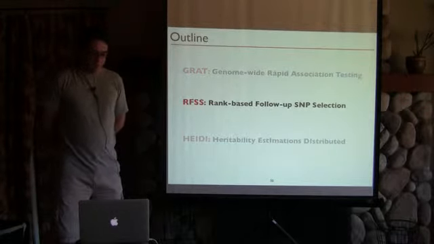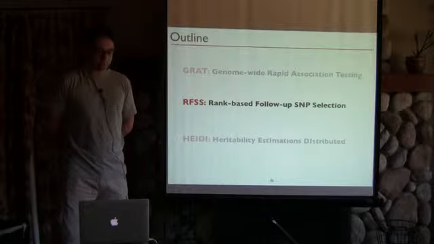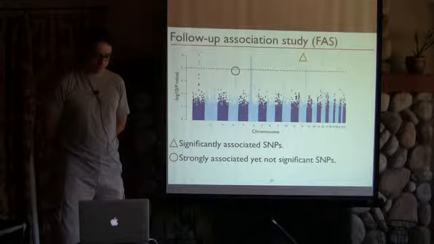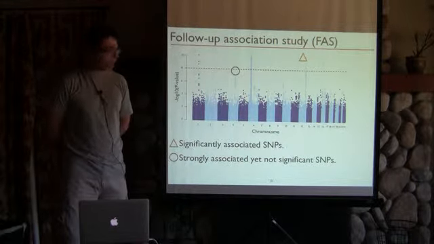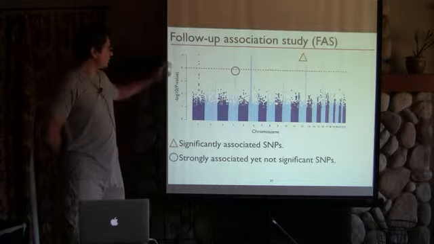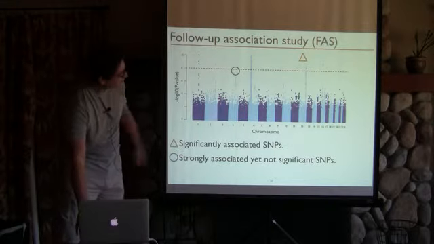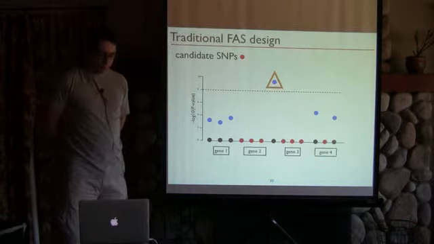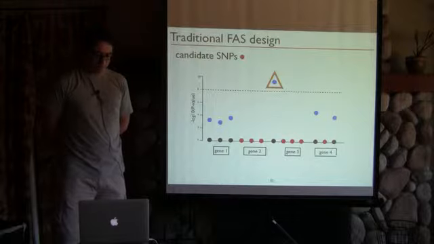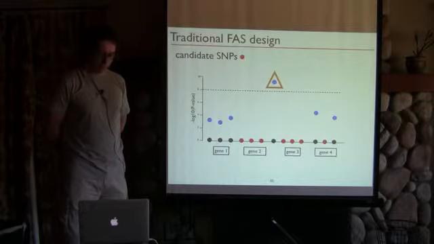So the second method I'm going to talk about is RFSS, rank-based follow-up SNP selection. Here the idea is we would like to design follow-up association studies to identify all of the significant associations in the genome in a particular disease. When we look at a Manhattan plot, given a significance threshold value, researchers are typically interested in the significant associations. If you look under a significantly associated SNP, since you didn't collect all the SNPs in this study, you're often going to have some uncertainties about which gene is driving the signal.